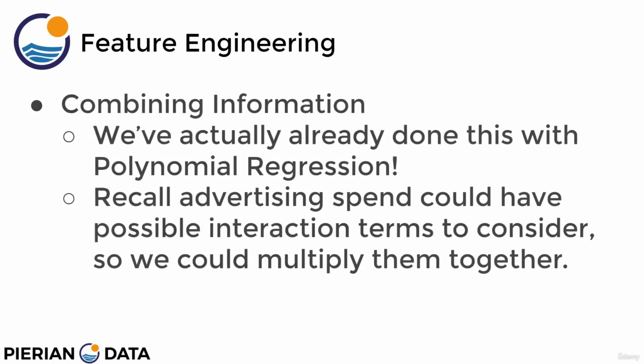Now let's move on to discussing combining information. And we've actually already done this with polynomial regression. Recall that we could easily combine information by looking for interaction terms. And that could be something like multiplying that advertising spend feature by radio spend or TV spend. So that's one way we can easily combine information.